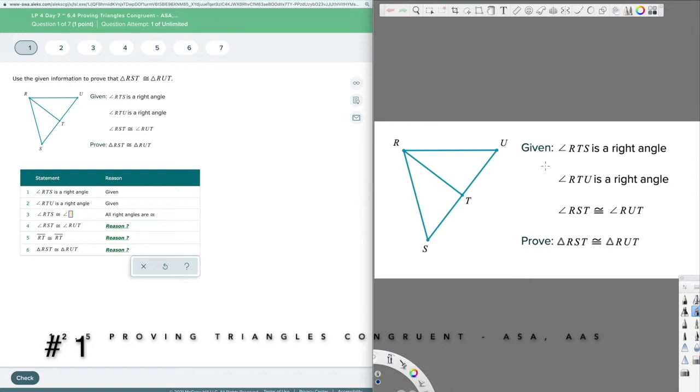So 100% suggest you draw these diagrams as you work through the problems. Before we really look at the statements and reasons, let's just look at the diagram. What do we see? What do we notice? First, I notice I have a large triangle with a line going down the center that actually divides it into two more triangles.